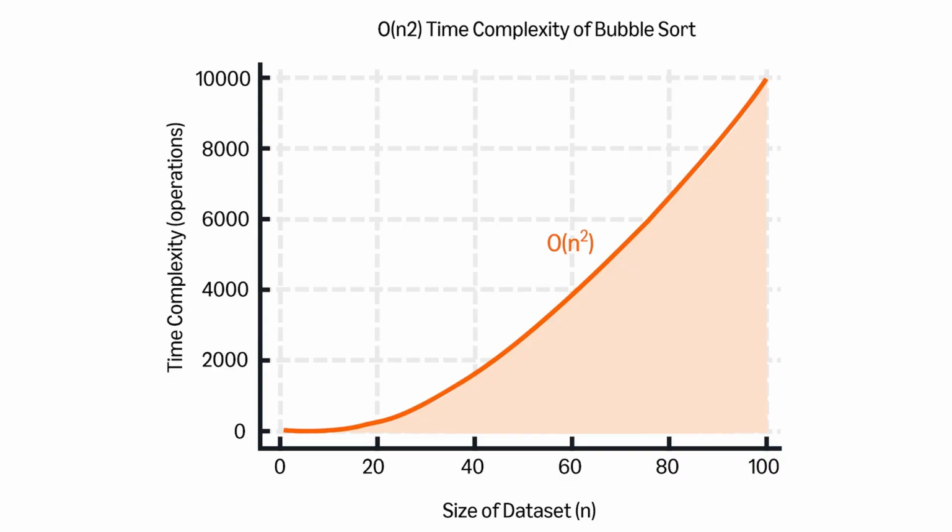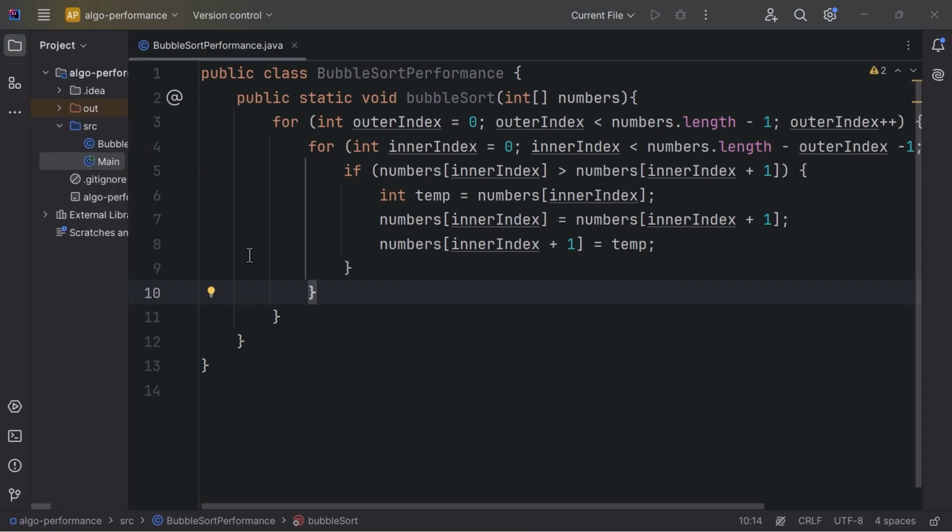Let's create a Java program to measure the time bubble sort takes to sort different dataset sizes. To explore the impact firsthand, you'll compare its performance with small and large arrays. Here is the bubble sort performance class, which contains a method named bubble sort. This method implements the logic of bubble sorting on an array of integers.